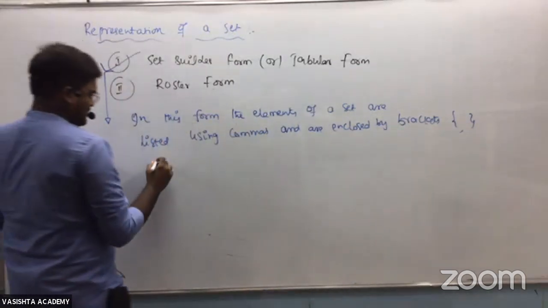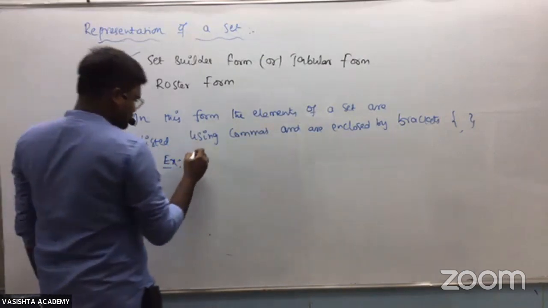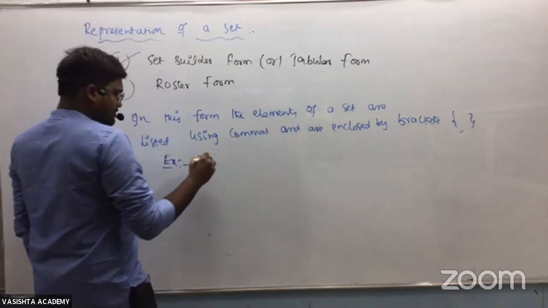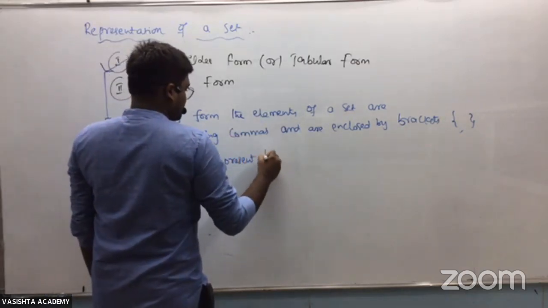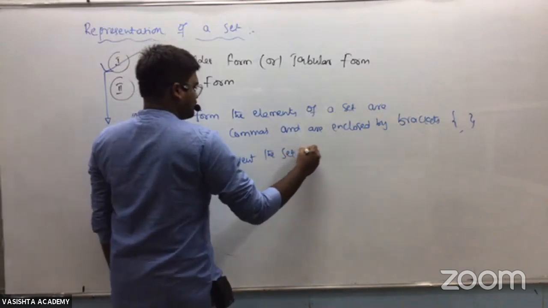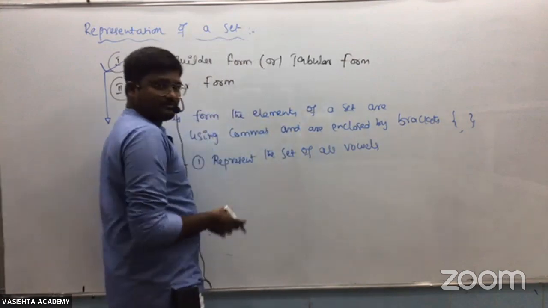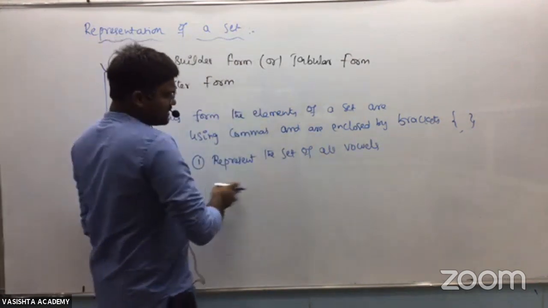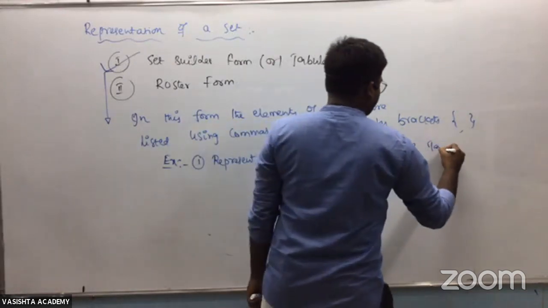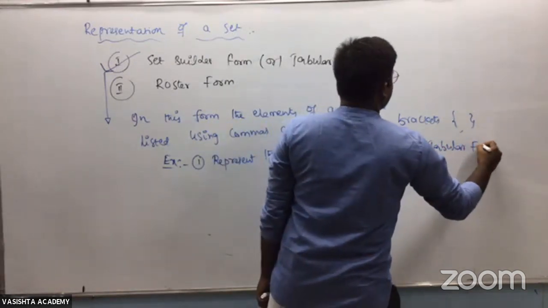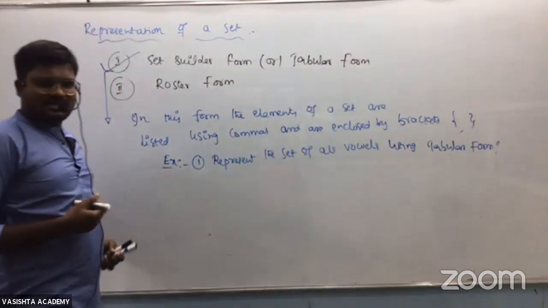Let me take one example. For example, I asked you to represent the set of all vowels. Very well-known example. Yesterday I already told you. Represent the set of all vowels using tabular form or set builder form. This is the question. So what would be the answer?